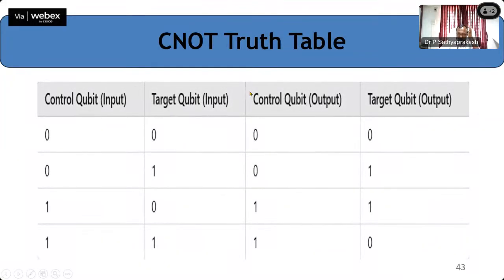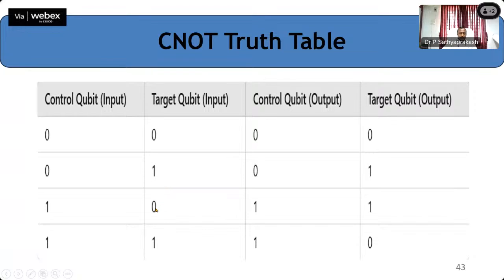Yes, this is the truth table for the CNOT gate. Here there won't be any changes, because why? When the control bit is 0, there won't be any change in the target. Whatever is in the target remains unchanged. Look at the entire compartment and look at this compartment. Same. Look here: when the control bit is 1, then what is the corresponding?